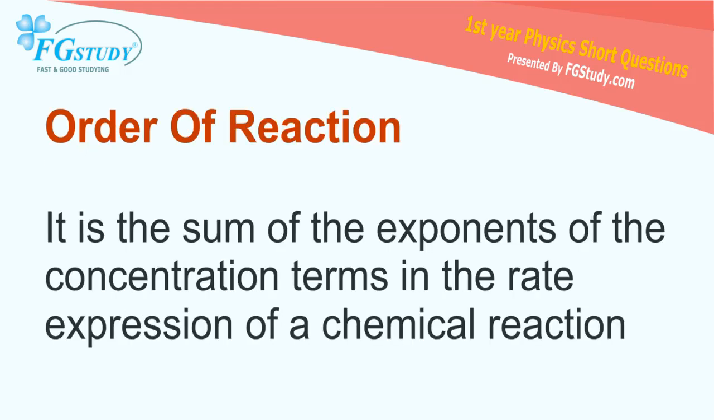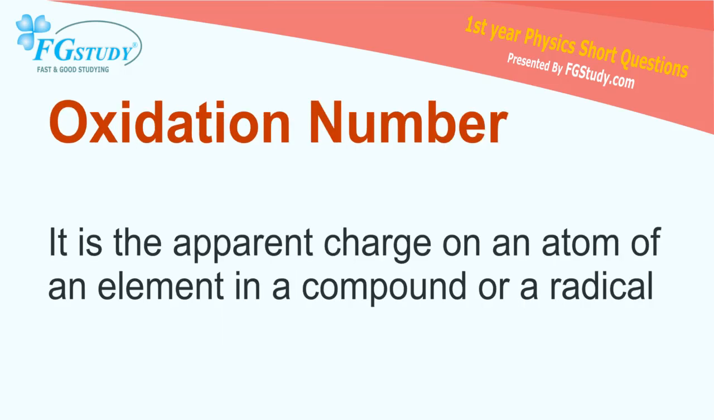Order of reaction. It is the sum of the exponents of the concentration terms in the rate expression of a chemical reaction. Oxidation number. It is the apparent charge on an atom of an element in a compound or a radical.